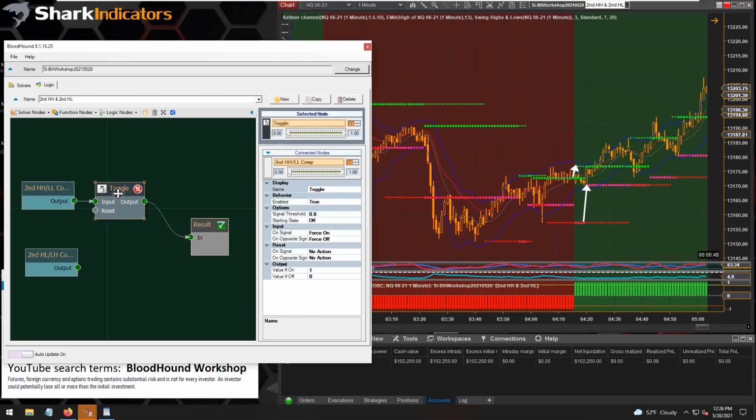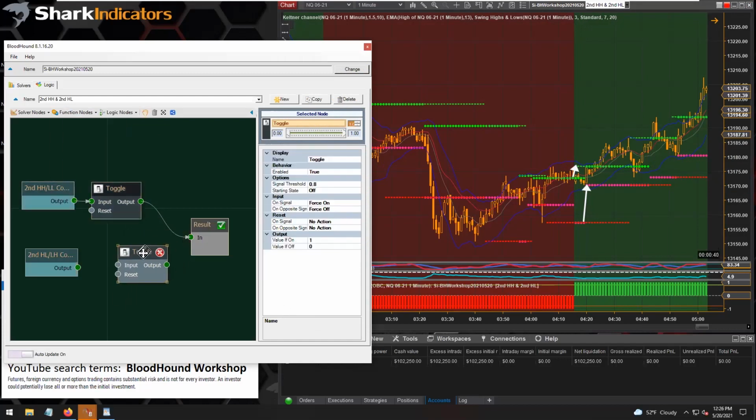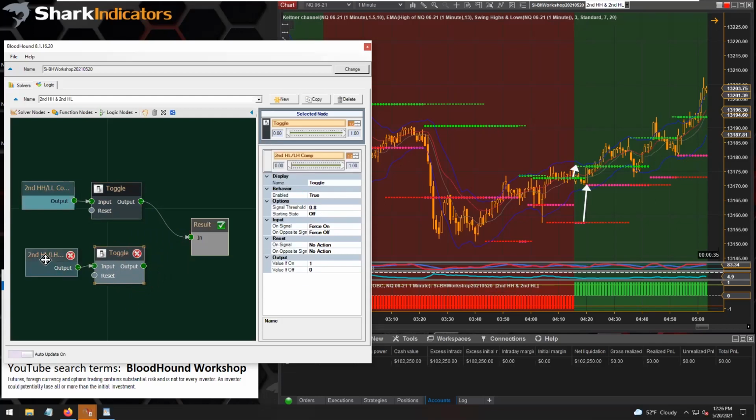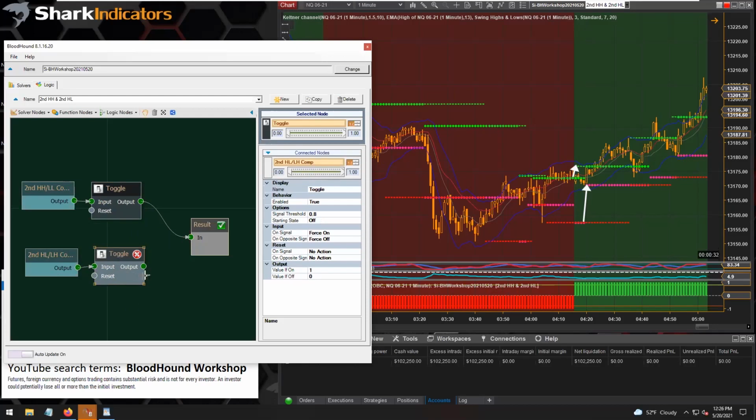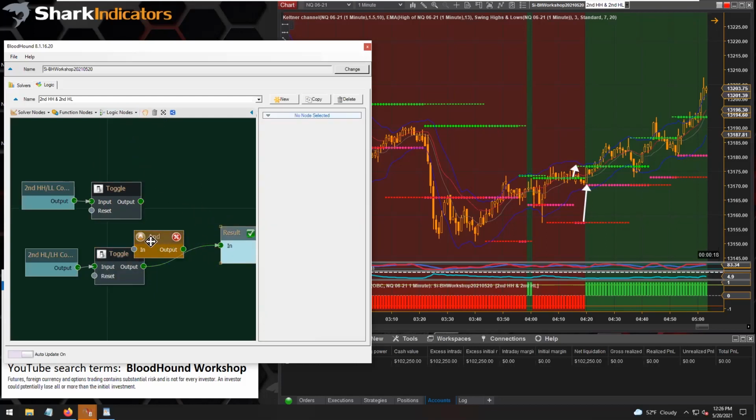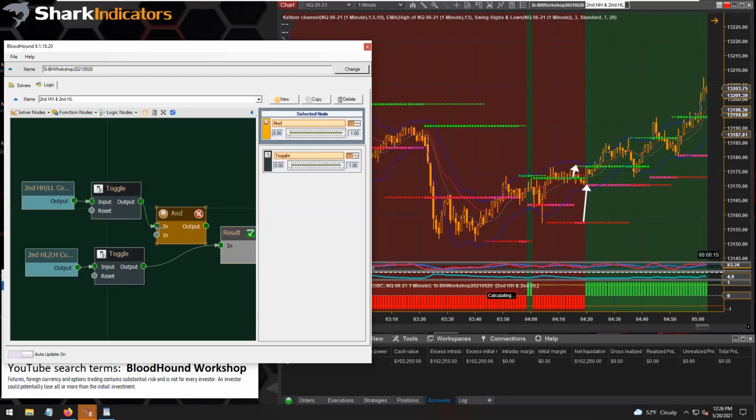So let's see. Take the toggle node and let's see here. I think this will do it. I think if I just stick our higher lows and lower highs into a toggle node, like so, yeah, I think that's all that's needed. Let's just see what happens here. Sometimes it's easier just to play around instead of trying to think it all through in your head. Just kind of experiment.